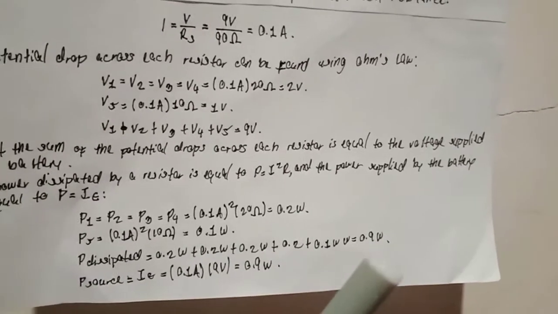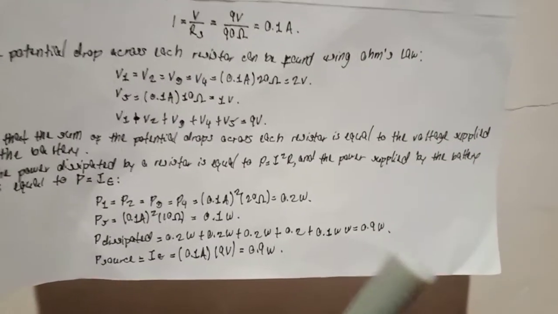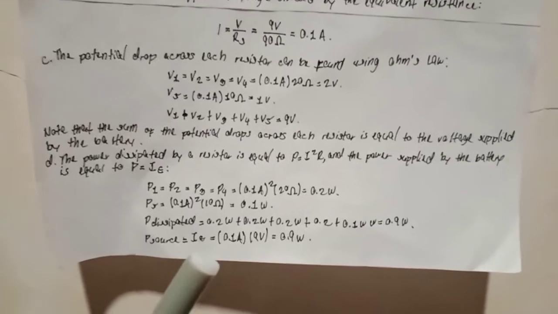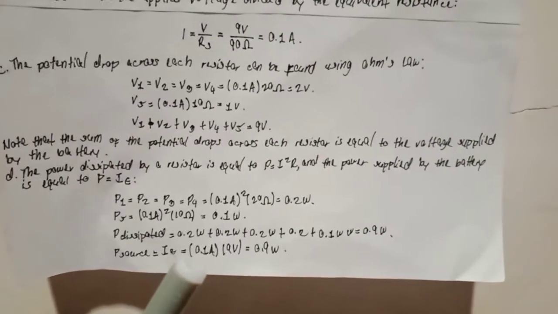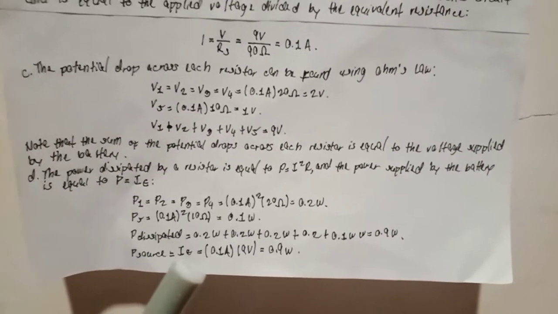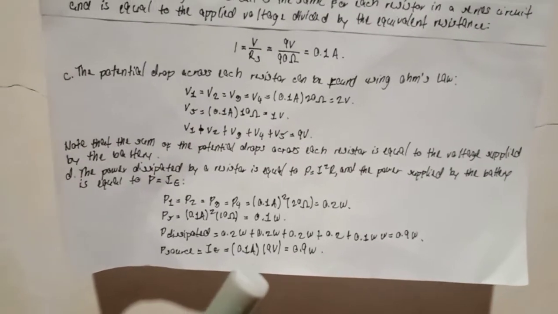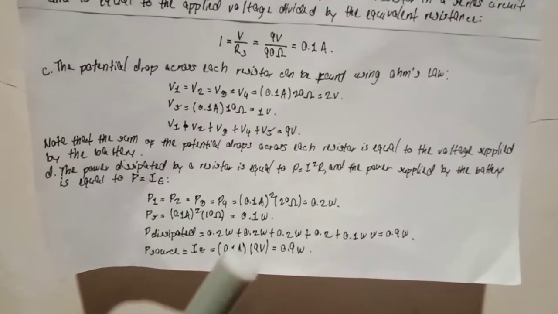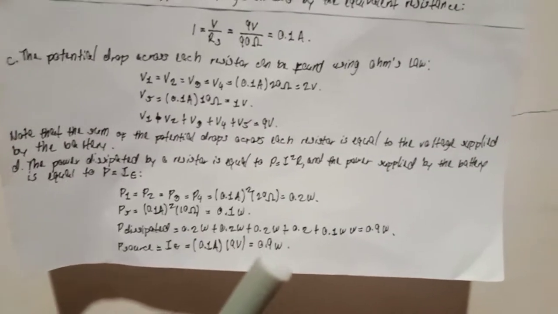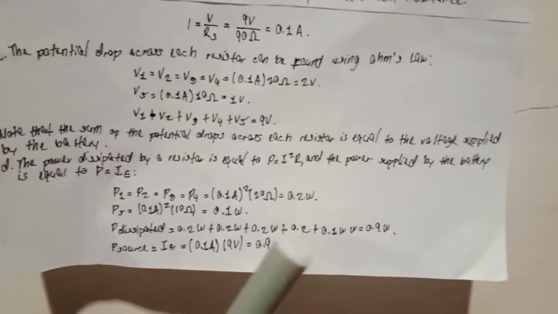which is equal to 0.9 watts. P source is equal to I E, which is equal to 0.1 ampere times 9 volts. The total is 0.9 watts.